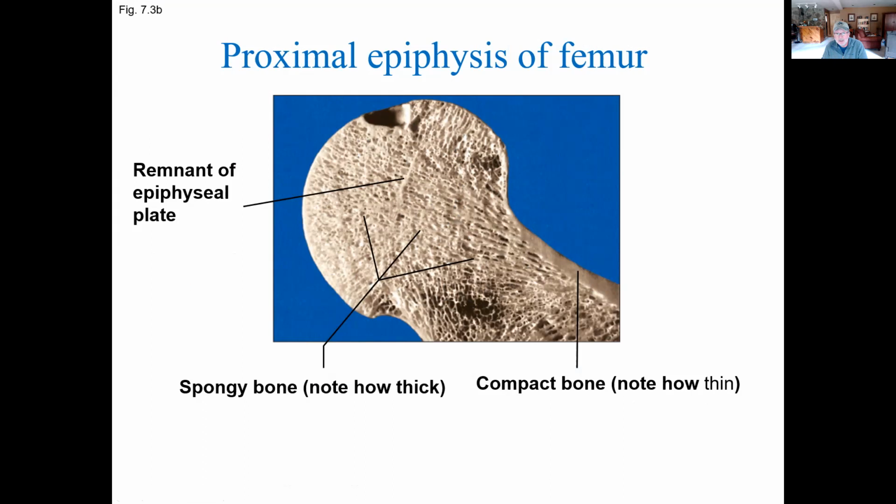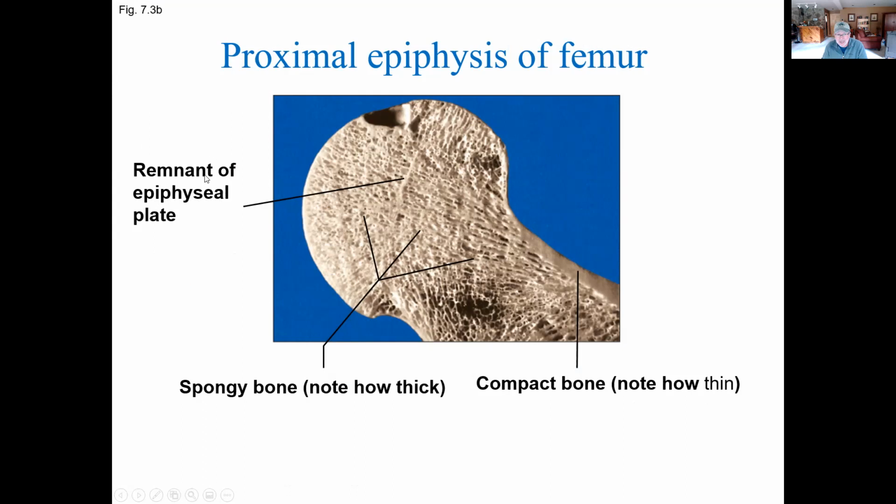in the proximal epiphysis. The same thing would be found in the distal epiphysis of a long bone like the femur. We have a thin layer of compact, but most of this is spongy. Now, the other structure that we'll be talking about a little bit later when we discuss ossification is something called the epiphyseal plate. Another term for that is growth plate.